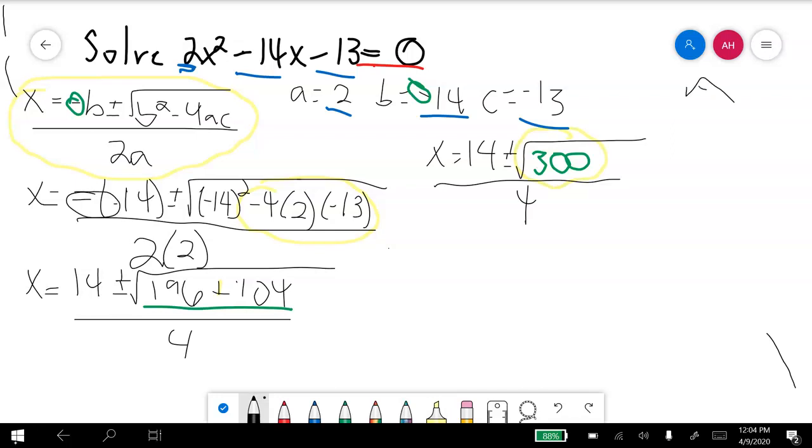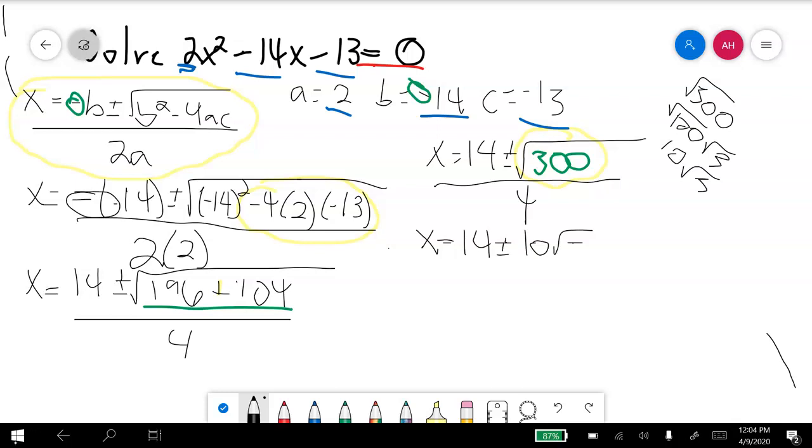I'm going to get it over here. We have square root of 300. So you want something that has a square root and goes into that. And that's 100. So we'll do 100 times 3. So we get 10 square root 3. So you're going to replace the square root of 300 with 10 square root 3. Alright, I know this is a little messy. We have 10 square root 3.